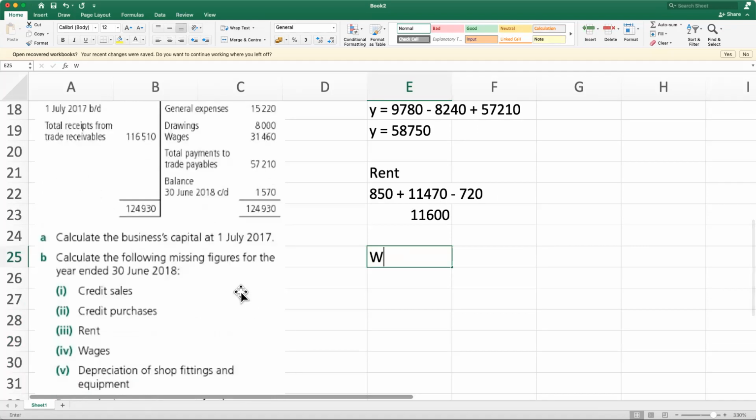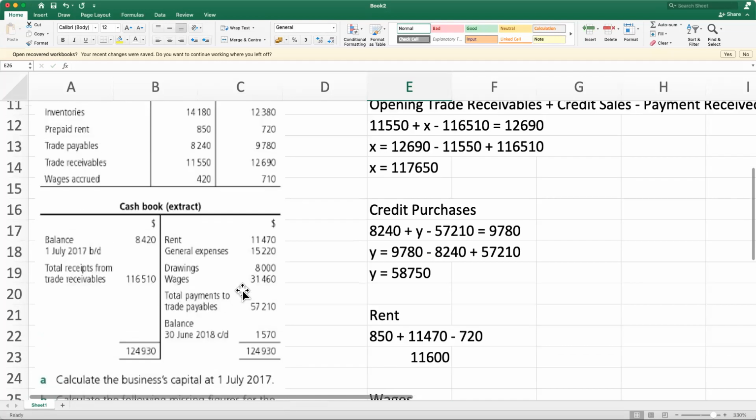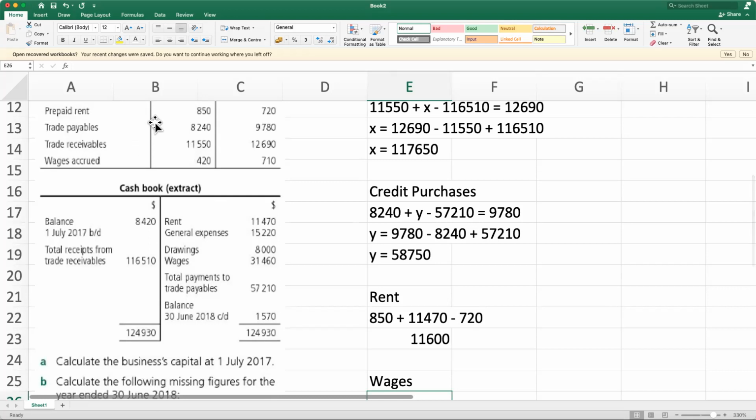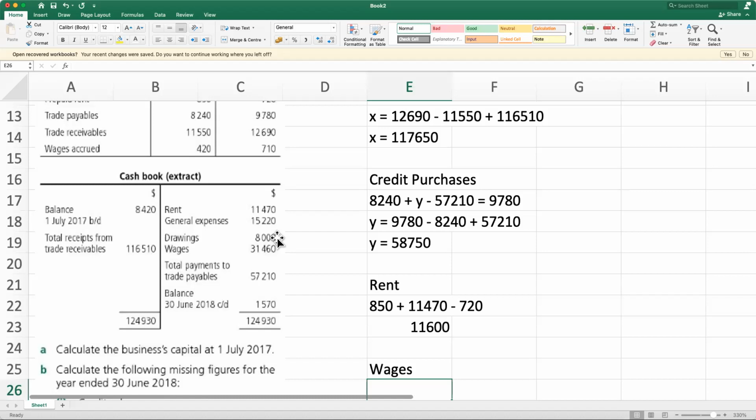So the next one will be wages. We do the same thing, but you look at this, accrued 420. Okay, so let's not start with the opening here. So always start with the payment that we have made so that we can do the adjustment. So 15,220, we have to remove wages accrued from last year, which belongs to last year. But I did make a payment this year. I paid for what I owed last year, so I need to reduce it because I'm only calculating how much I need to pay this year. And then at the end of the year, I accrued 710.